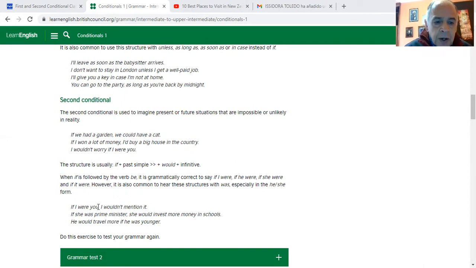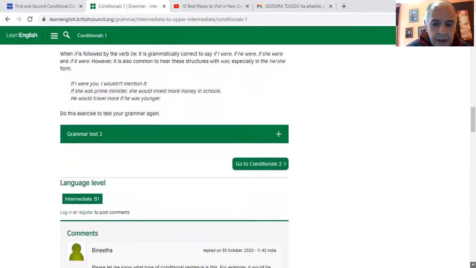Okay, if I were you, I wouldn't mention it. If she was prime minister, she would invest more money in schools. I would say there, if I was prime minister, I would invest more money in schools. He would travel more if he was younger. Yeah. And here we have a grammar test.